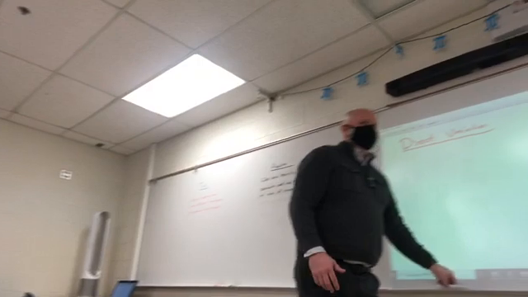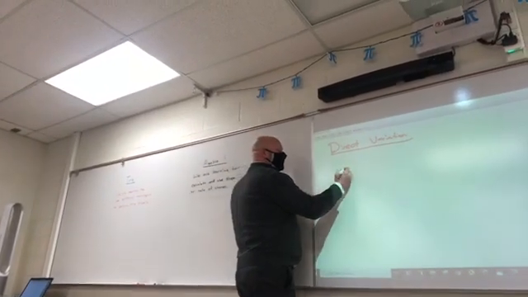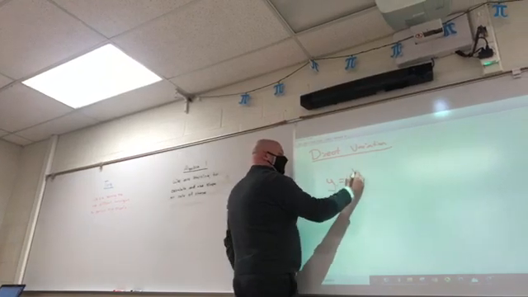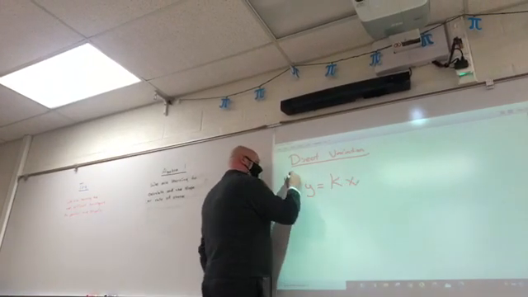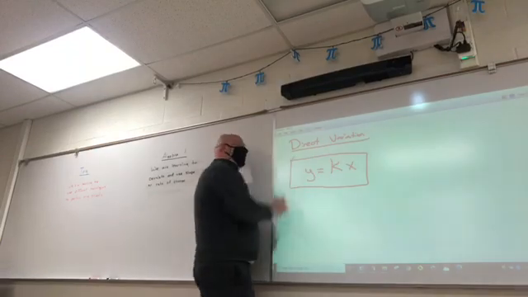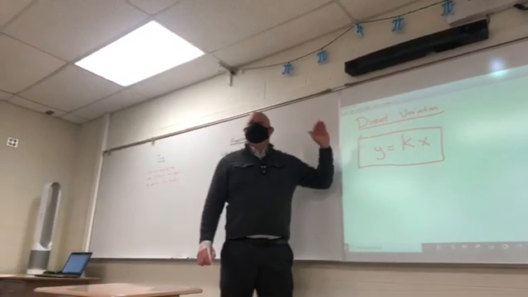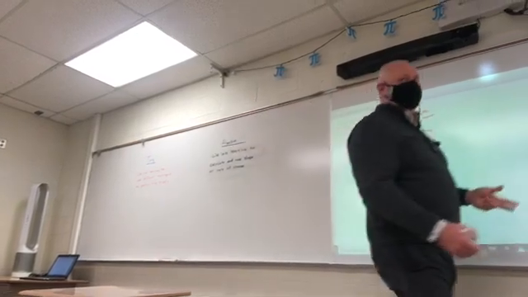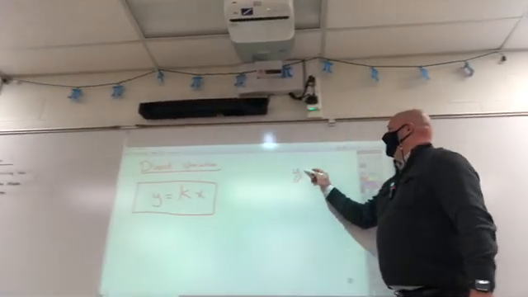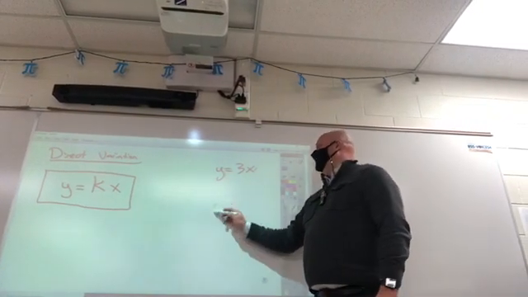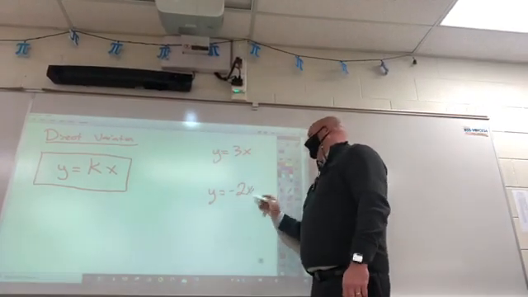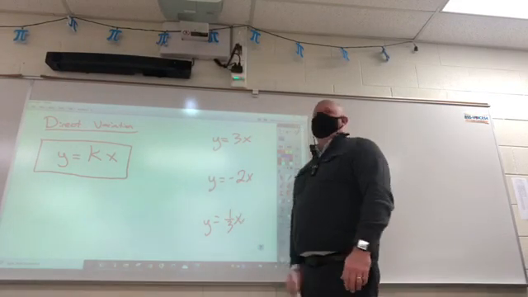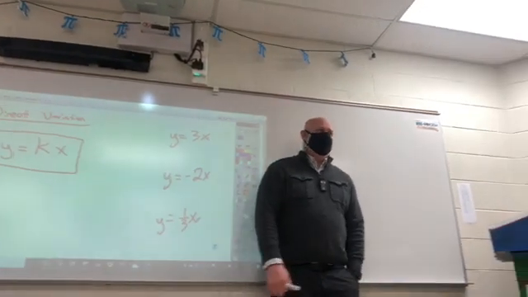Direct variation is simply equations that can be written in this form. Okay? Equations that can be written simply in this form. For example, y equals 3x, y equals negative 2x, y equals 1/3 x. Those are all examples of direct variation.